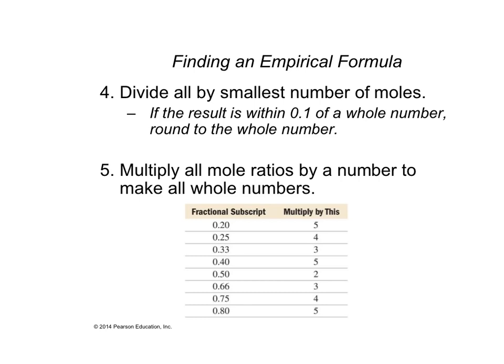And I think I mentioned 0.5. If the result is within 0.1 of a whole number, round to the whole number. And then depending on the situation, you may have to multiply all of them by a specific number to get everything in whole numbers. And in this next example, I'm actually going to illustrate when you would need to apply number 5 here.